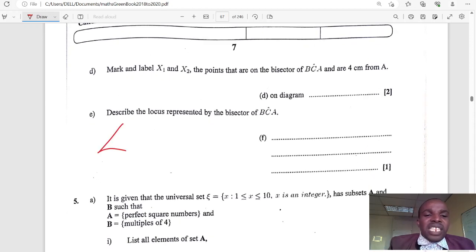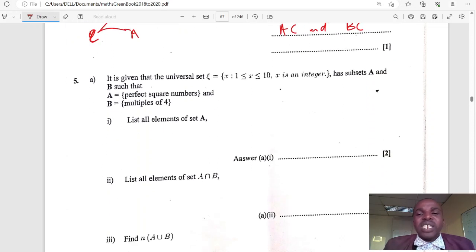Then next they said, describe the locus represented by the bisector of BCA. BCA is like this one. It's C, then B, and A. It is the bisector of an angle. So these are the locus of points that are equidistant from two given lines AC and BC. Just like that.